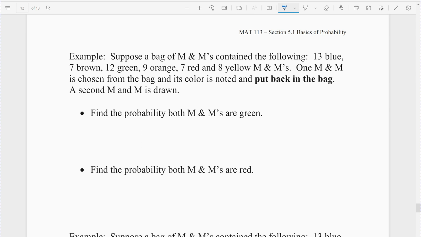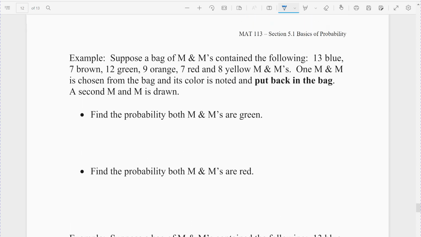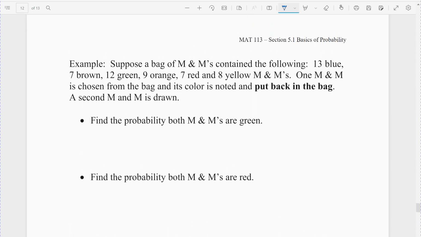So suppose I've got that bag of M&Ms. It's the same bag of M&Ms I had earlier. 13 blue, 7 brown, 12 green, 9 orange, 7 red, 8 yellow, and so there were a total of 56 M&Ms in the bag. Right? And that's true for both the problems we're going to do. So the same total. And so what we're going to do is we're drawing 2 M&Ms.